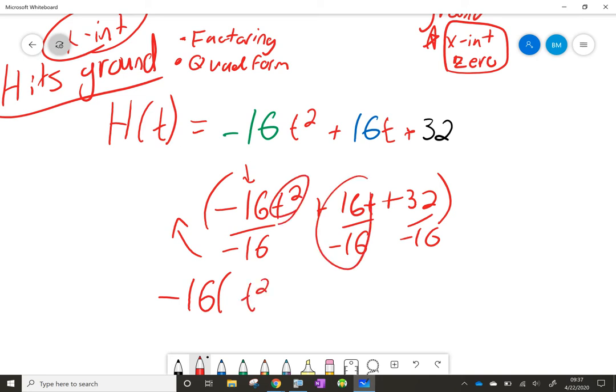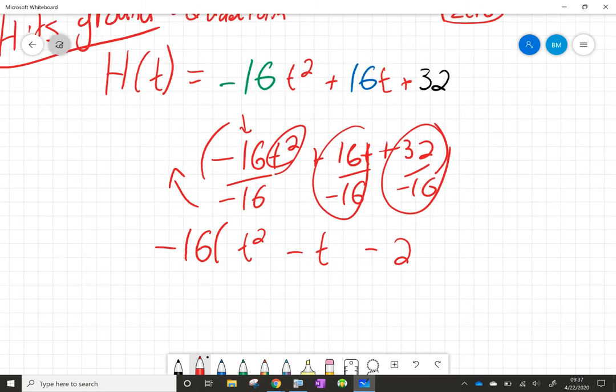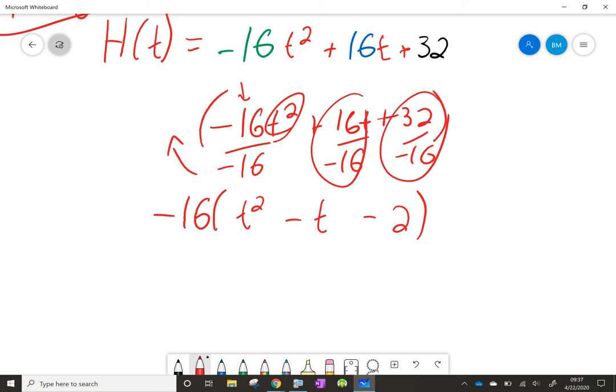This will become negative, a negative 1t, or just negative t. And then this will become a negative 2, so minus 2. Okay, I'm going to put my t's with little curls at the bottom so it stands out from a plus sign. So now what I want to do is factor the rest of this.